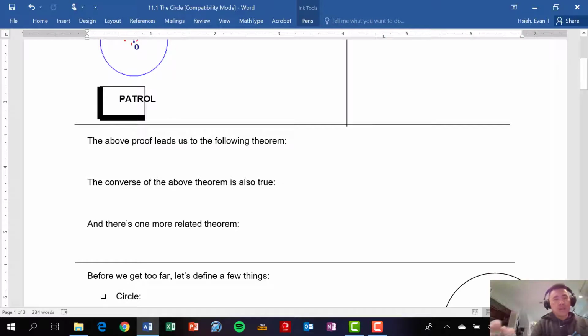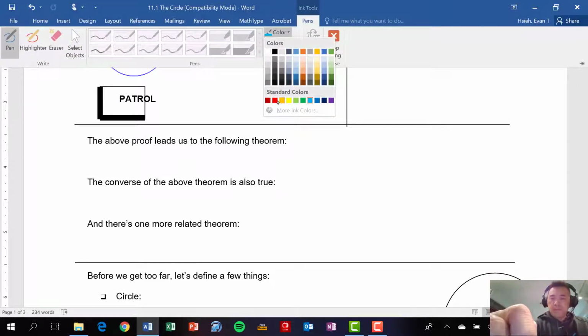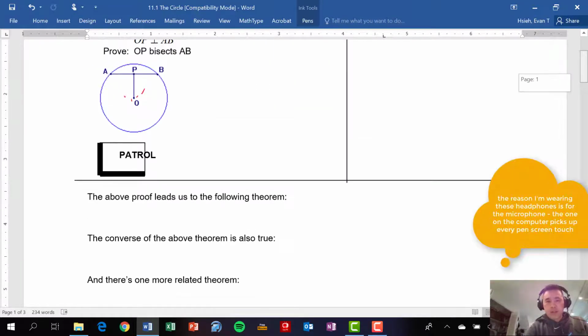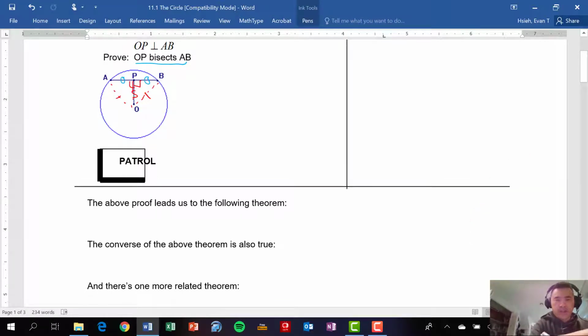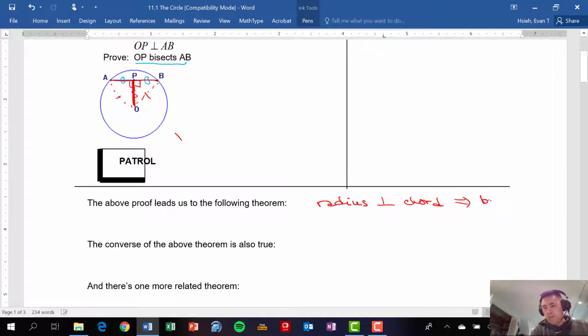Now what that tells us is that if I have a radius right here drawn perpendicular to a chord, this is a chord, then that radius is going to bisect the chord. So if a radius is drawn perpendicular to a chord, then it will bisect the chord.